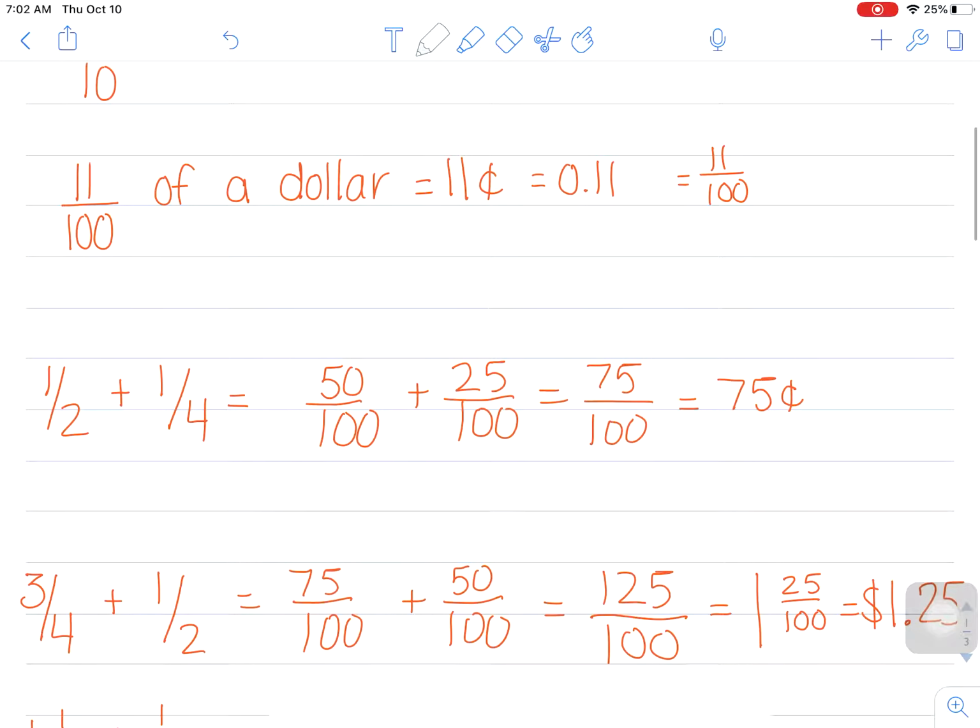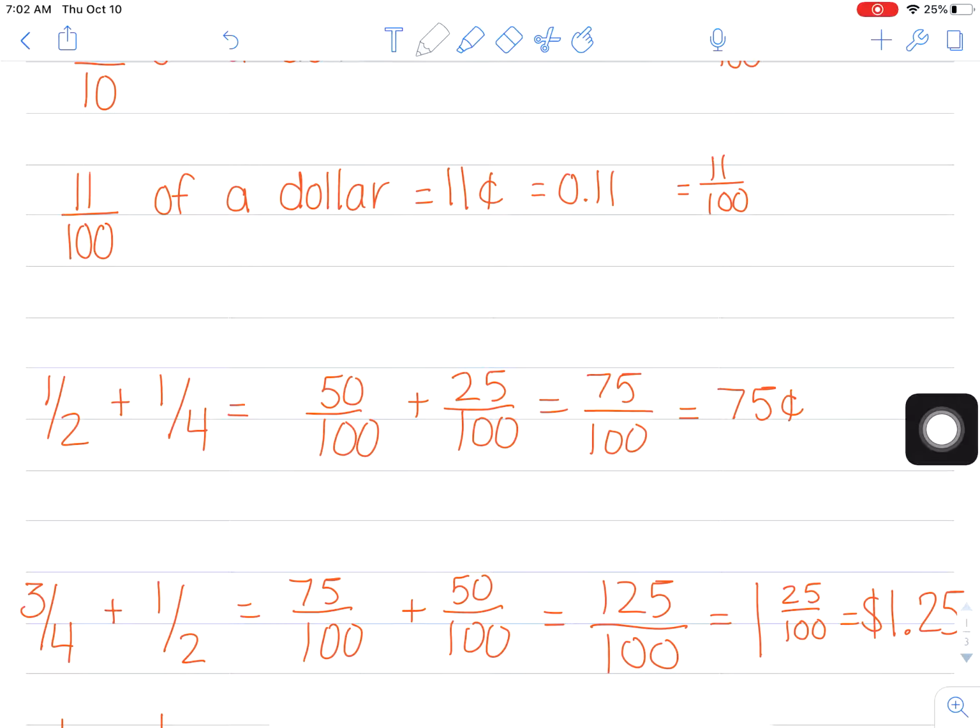So before we finished our lesson, we added fractions. So we had 1/2 plus 1/4, and what we did is we represented what that value was as money. Everything was out of 100 because 100 100ths make one whole, right? There are 100 pennies in a dollar, one whole dollar. And we did the same exact thing for 3/4 plus 1/2, which actually ended up being more than one whole. As you can see here, it was 125 100ths, which ended up being $1.25.